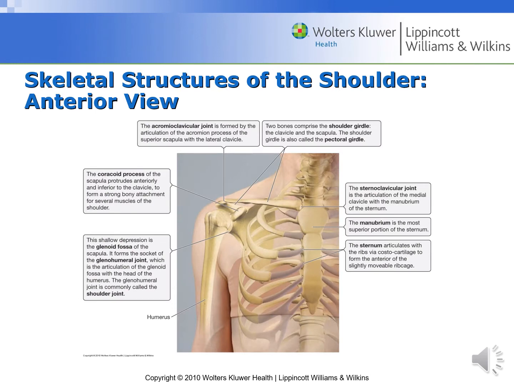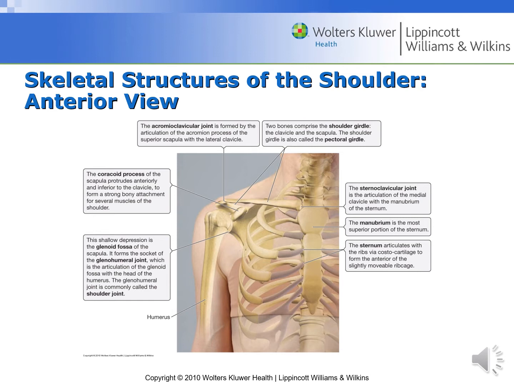Now let's take a look at the skeletal structures of the shoulder from an anterior view. Beginning from the left at the very top, we see the acromioclavicular joint. It is formed by the articulation of the acromion process of the superior scapula with the lateral clavicle. Just a little further down on the left-hand side, we see the coracoid process. The coracoid process of the scapula protrudes anteriorly and inferior to the clavicle to form a strong bony attachment for several muscles of the shoulder.